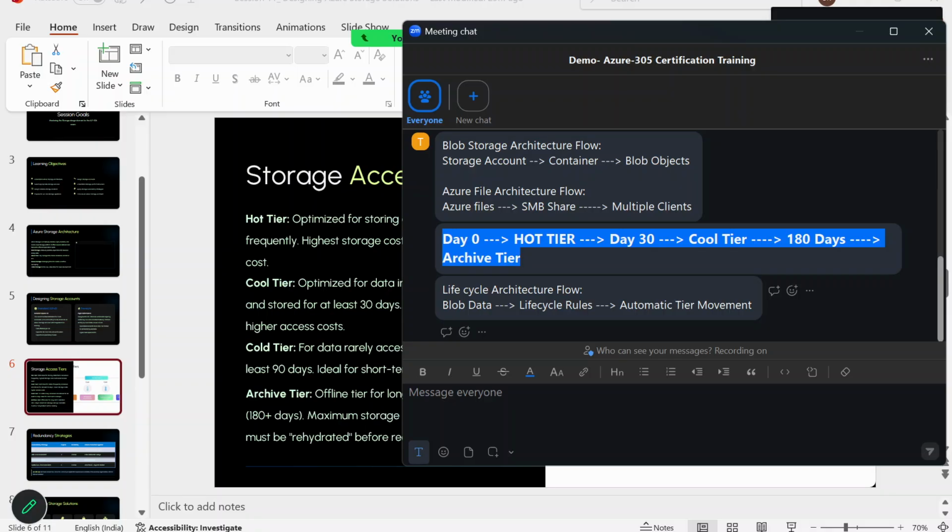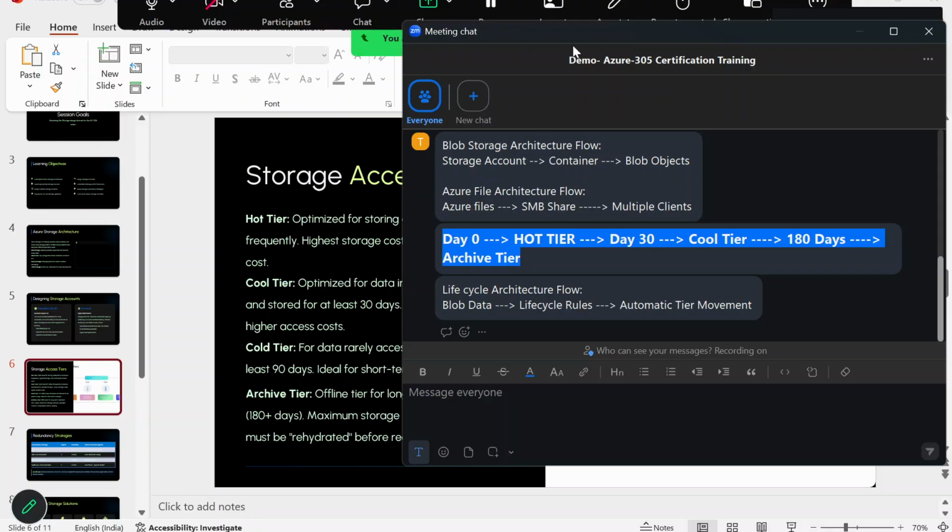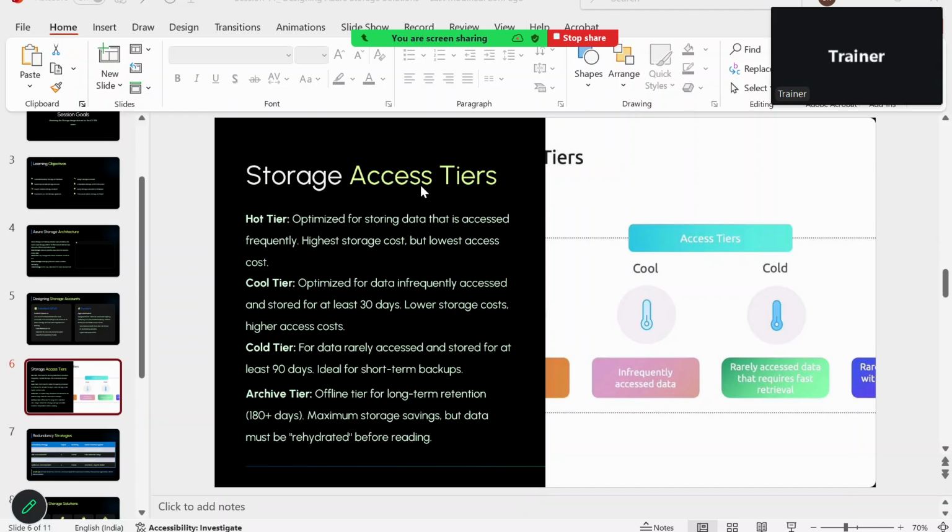Okay, so these are your storage access tiers and their characteristics.